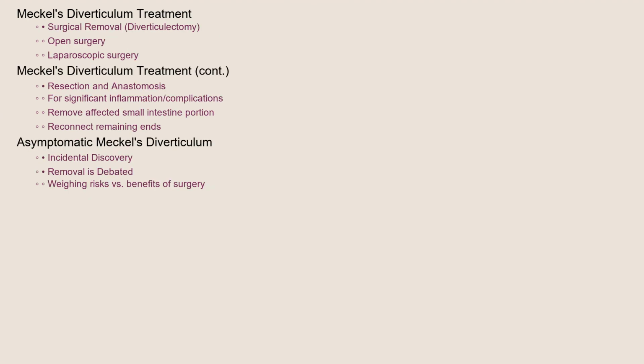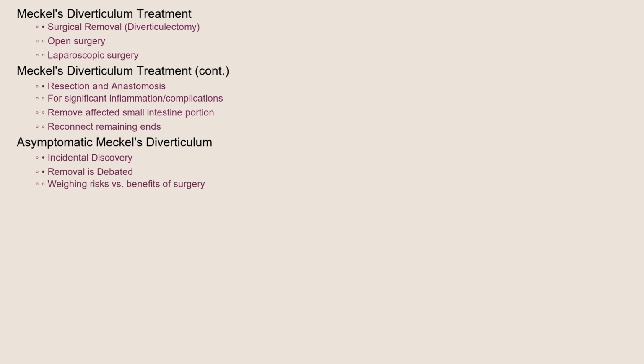Treatment for Meckel's diverticulum primarily involves surgical removal of the diverticulum, a procedure called diverticulectomy. This can be performed using open surgery or laparoscopically, depending on the patient's condition and the surgeon's expertise. In cases where significant inflammation or complications like intestinal obstruction are present, a more extensive resection of the affected portion of the small intestine may be necessary, followed by anastomosis, reconnecting the remaining ends.